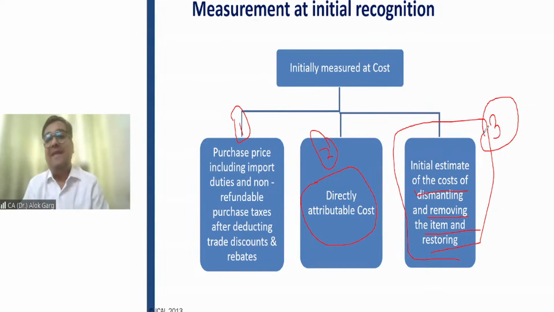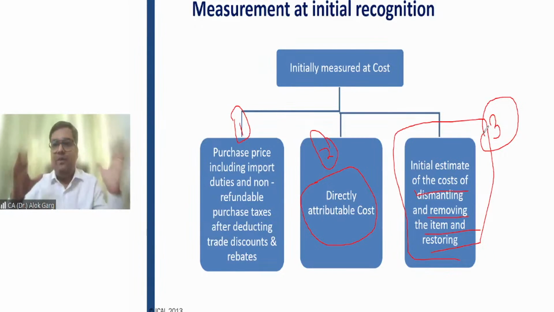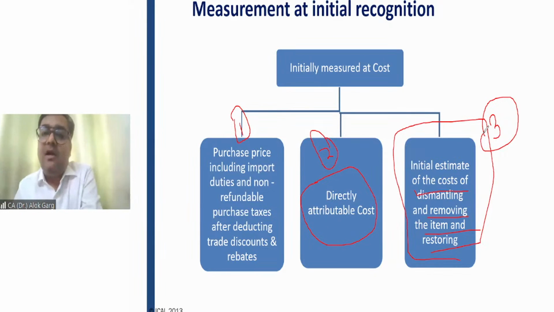For example, you estimate that after 30 years, I need to pay an obligation of 30 lakh rupees for this decommissioning obligation. So you need to capitalize this 30 lakh rupees on the basis of present value today, right? And this amount should be depreciated over the life of the asset. And you will be having a provision at the end of 30 years amounting to rupees 30 lakhs, right?